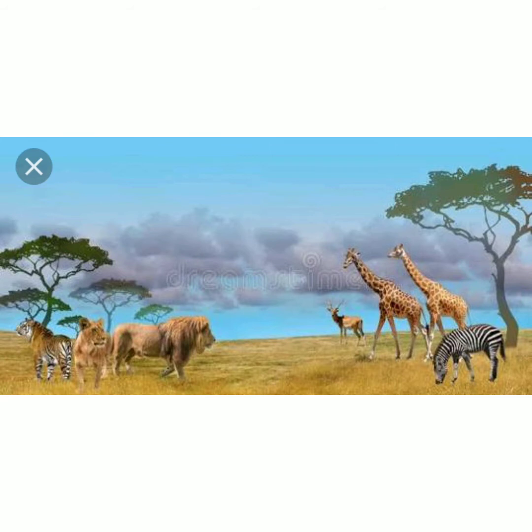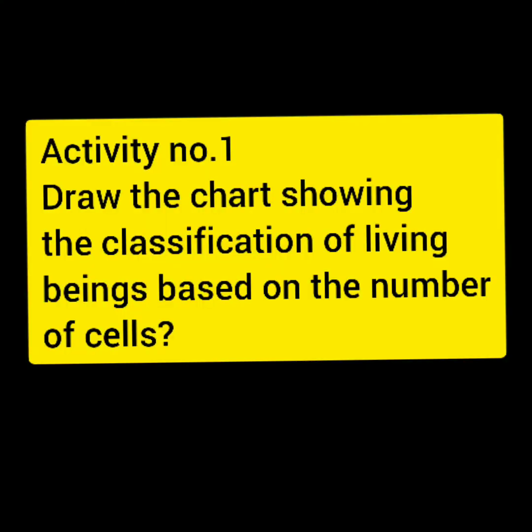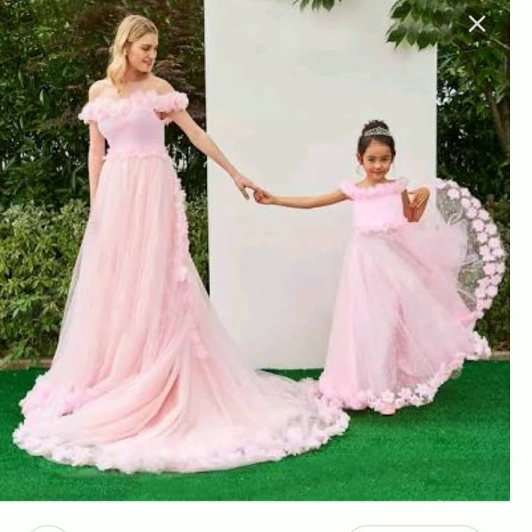Okay, now look at the chart. The living beings can be classified into two: unicellular organisms and multicellular organisms, and examples for each are shown in this chart. Now let us draw this chart in our notebook. Okay, first activity. Activity number 1: draw the chart showing the classification of living beings on the basis of number of cells.